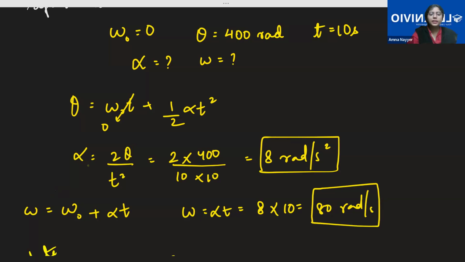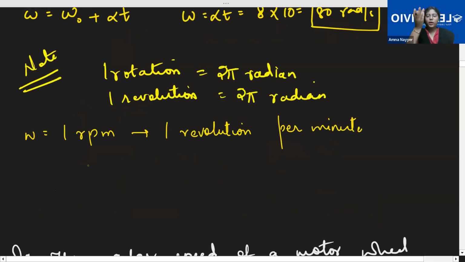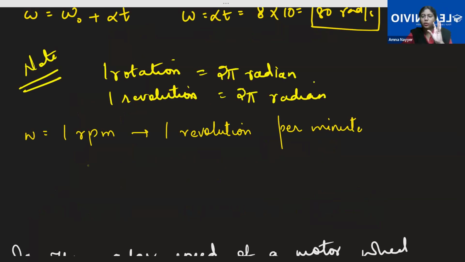Let's continue with the next question. Remember, when we talk about one rotation or one revolution, I hope you know the difference. Think about Earth. When Earth rotates around its axis, that is one rotation, day and night. And when the Earth covers the complete rotation around the Sun, that is revolution. When we talk about angular velocities, we talk about RPM. One rotation is 2 pi radian, one revolution is 2 pi radian.